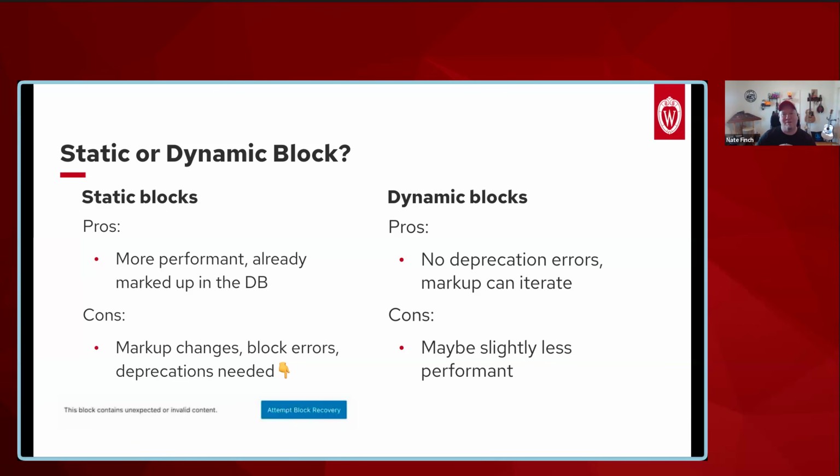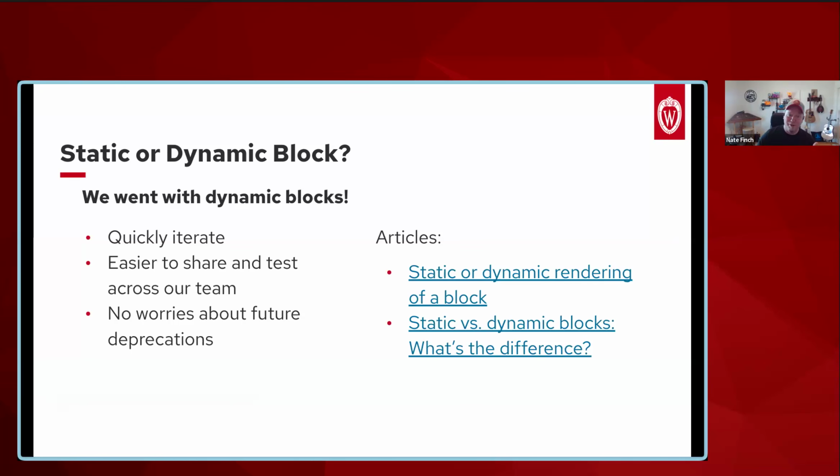So the pros of static blocks are that we don't get these deprecation errors, and then we can iterate more quickly on the markup. And since we're working as a cross department team, we have a lot of people getting in and out and making these changes. While it might be slightly less performant, it definitely wasn't a big enough hit for us. So we decided to go with dynamic blocks again because we were able to quickly iterate. We were able to share and test these across our team, and we didn't really have to worry about future deprecation notices and stuff like that.